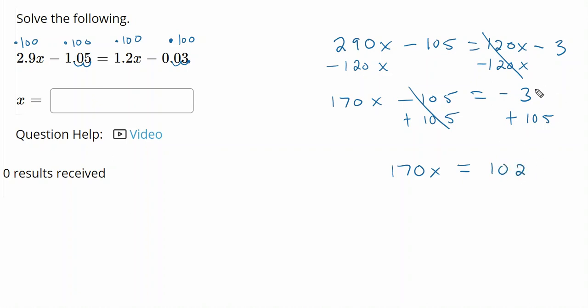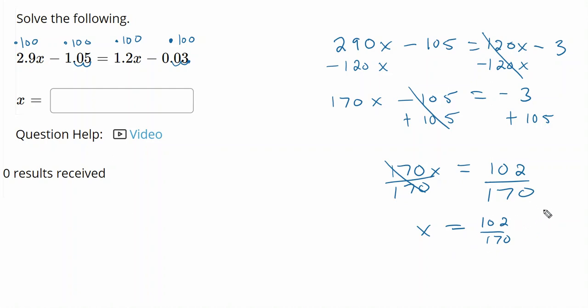Okay, which makes sense. If you were at negative 3 and you went 105 to the right, you'd be at 102. All right, so now we're going to divide by 170, okay? And then you just have x is equal to 102 over 170, right? Like as a fraction, but we would like to simplify this if we can. You want to make sure that this is in simplest form.